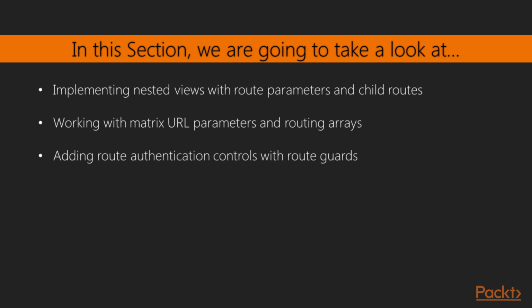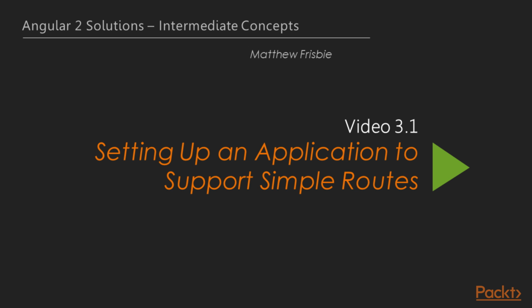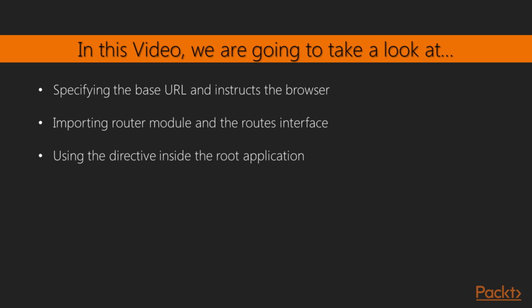We will also implement nested views with route parameters and child routes, work with matrix URL parameters and routing arrays, and add route authentication controls with route guards. We will now move on to the first video of this section that deals with setting up an application to support simple routes. In this video, we are going to be specifying the base URL and instruct the browser. Then, we will be importing router module and router interface, and lastly, using the directive inside the route application.